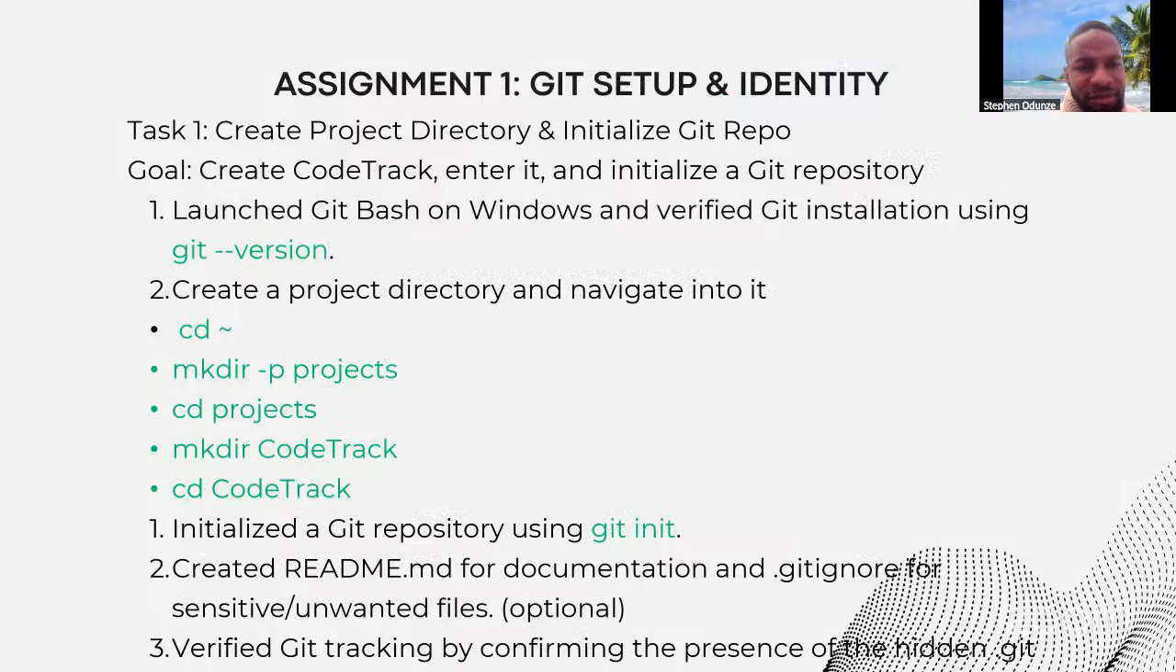So the first task, based on the assignments we had, is for us to create the project directory, and we're also going to initialize the Git repo in the directory we are going to create. To create that project directory, we will create the project itself, which is called codetrack. This codetrack will be created inside that project directory that we have created in our system, and we'll enter it to initialize the Git repository inside that codetrack folder.